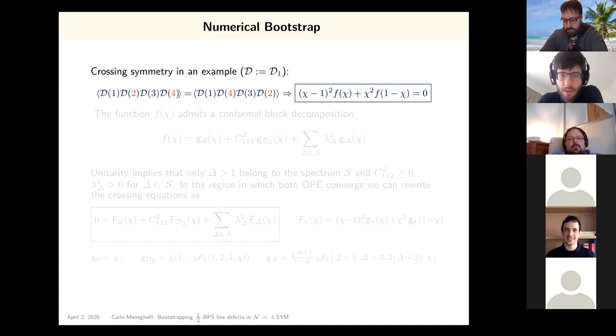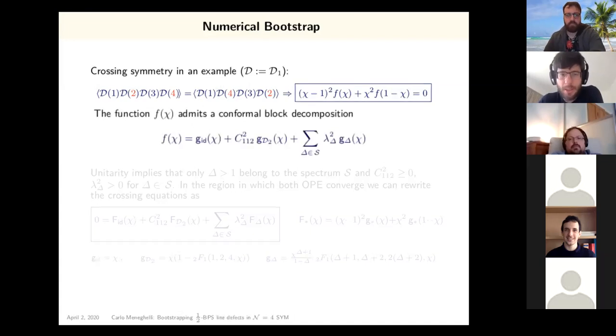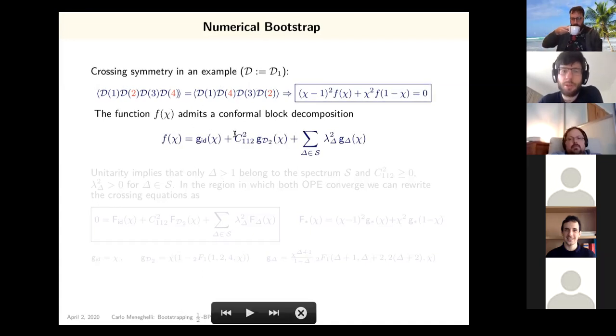And f is a four-point function, so it admits a conformal block decomposition. These g are known functions, the analog of what I called curly f in the second slide or so. So there is g identity, the contribution of the identity operator, g D2, the contribution of the D2 operator, and g delta, the contribution of the long operator of dimension delta. The C squared coefficients are positive.